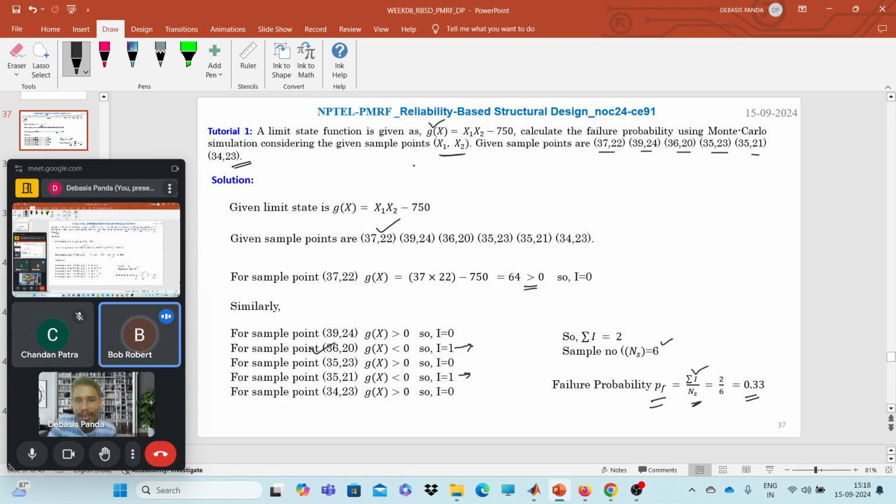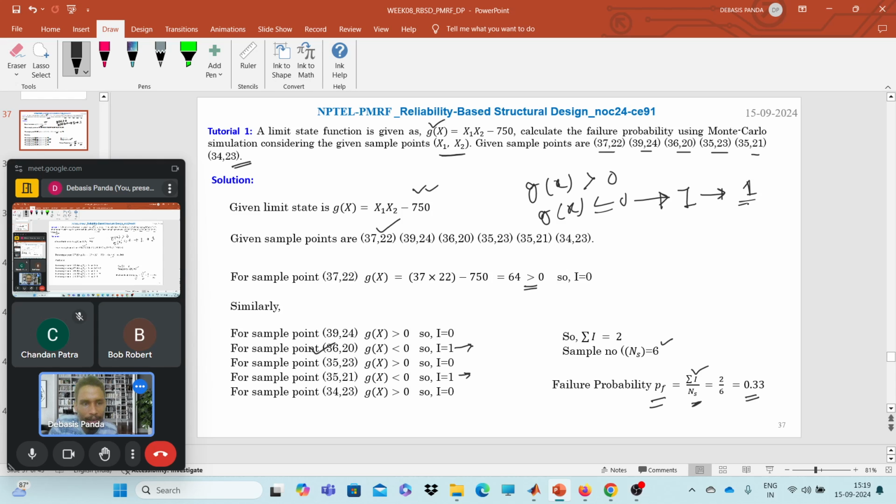See this question. We have a g(x) = x1 x2 minus 750, and we have generated some random samples. Now, for this random sample, calculate the probability of failure. With the generated sample, we need to check how many times my g(x) is greater than 0, or how many times it is less than or equal to 0. When g(x) is less than or equal to 0, the indicator function gives me one value.